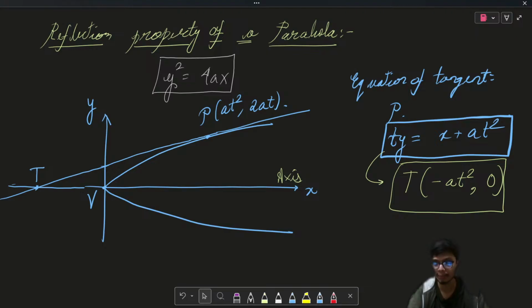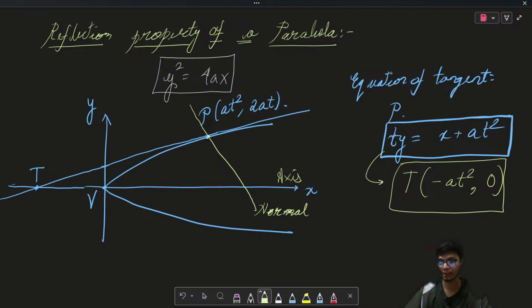And in a similar manner, what I'm also trying to do is draw a normal to this point P, something like this. We have already discussed that the normal through any point of the parabola, except the vertex, does not pass through the focus of the parabola, right? So this is how the normal to the point P is going to look, right?